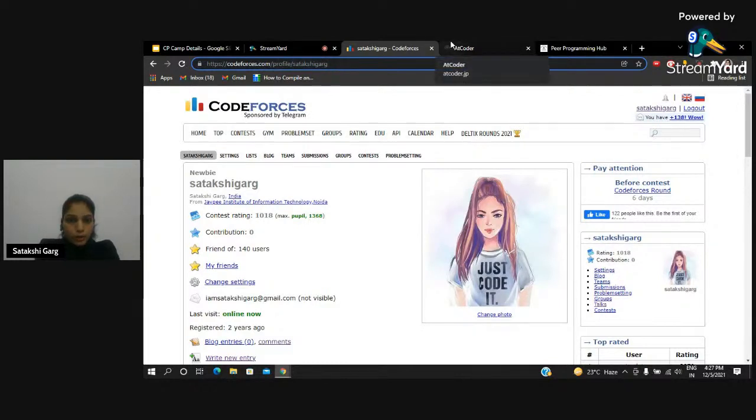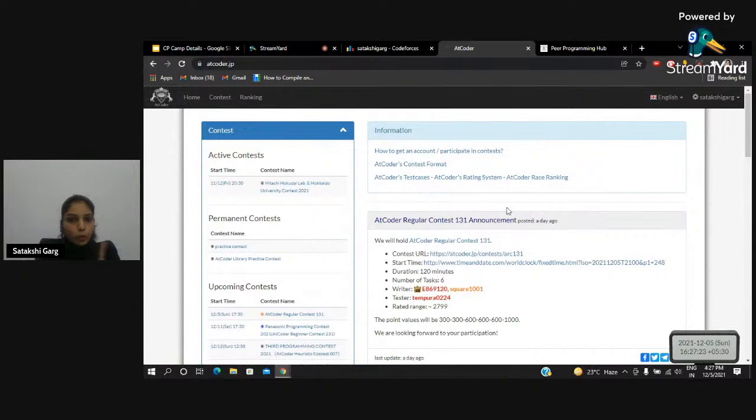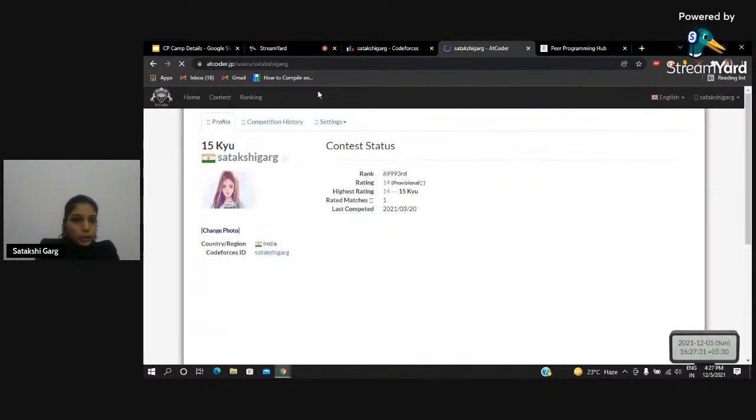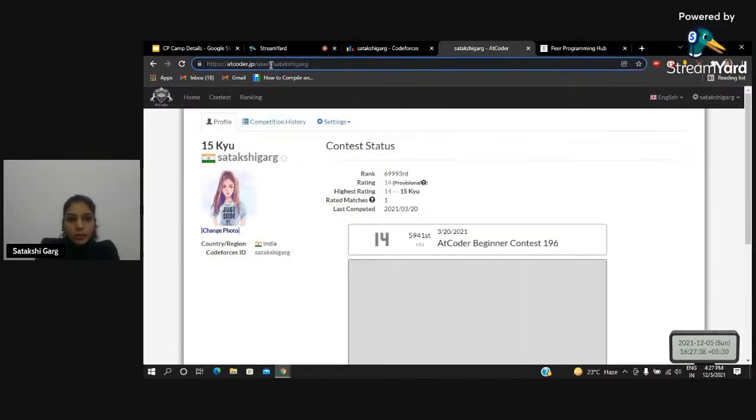Same goes for AtCoder. When you open AtCoder and have logged in, it goes to my profile. When you enter my profile, either you can see Satakshi Garg here, or you can see that whatever comes after users is your user ID. So you have to enter this and not your email ID. I hope this is clear to all of you.